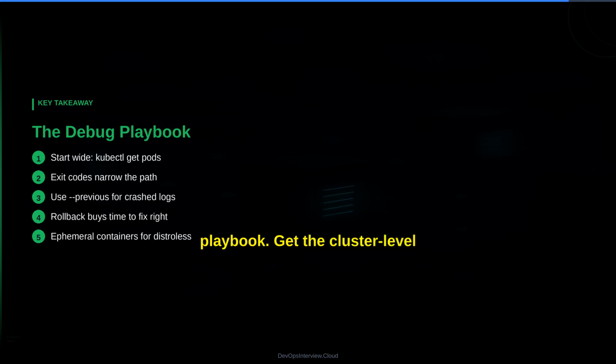So here's the playbook. Get the cluster-level view first with kubectl get pods. Read the exit codes. They tell you which debugging path to take. Use --previous to get logs from crashed containers. Use kubectl describe for events and resource limits. Check that running pods actually have the env vars you think they have. Roll back when you need to stop the bleeding, then fix forward. And use ephemeral containers for distroless images. That's the structured approach that turns a 3 a.m. panic into a 20-minute resolution.